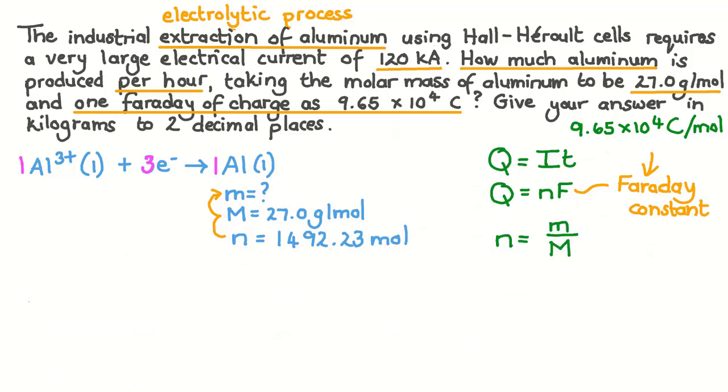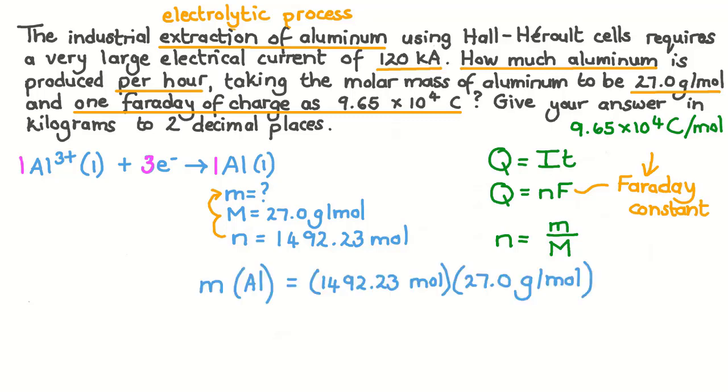Finally, we can use the key equation number of moles is equal to mass divided by molar mass to determine the mass of aluminum produced. We can rearrange the key equation and multiply moles by molar mass, substituting in the mole value that we have just calculated, 1492.23 moles, multiplied by the given molar mass of 27.0 grams per mole. We calculate an answer of 40290.21 grams of aluminum produced in 1 hour in this Hall-Héroult cell.